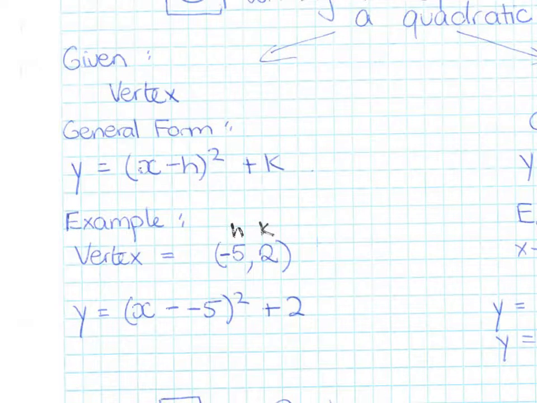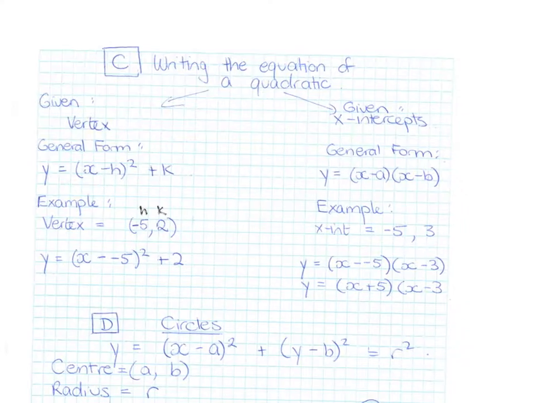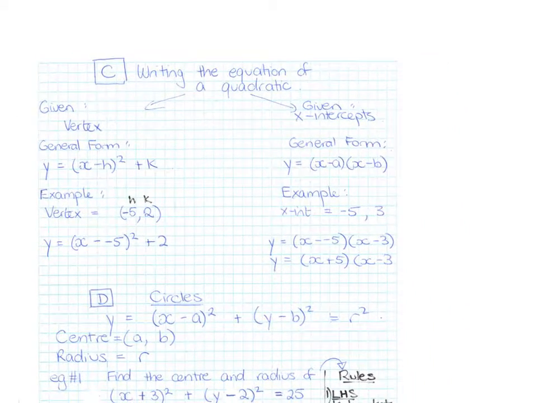This next section is on writing the equation of a quadratic. Remember, the equation of a quadratic looks something like this or this. And which one you choose depends on what information you're given. When you're writing an equation, you don't need to draw the graph. All you need to do is be able to write one of these equations. So let's talk about it.